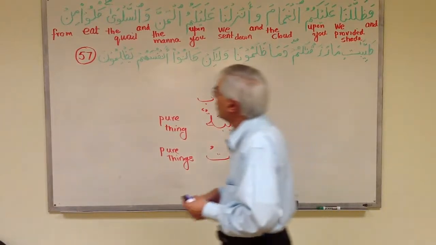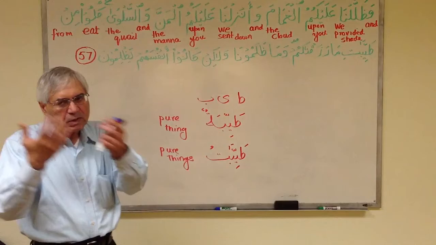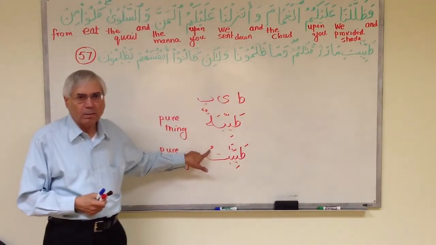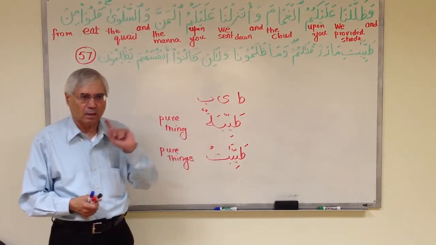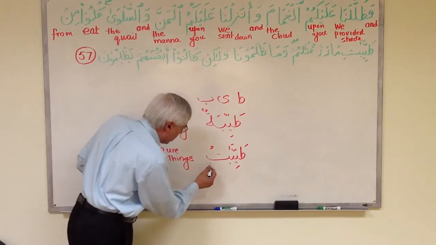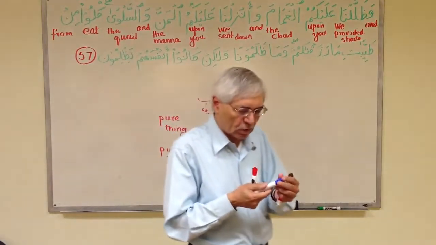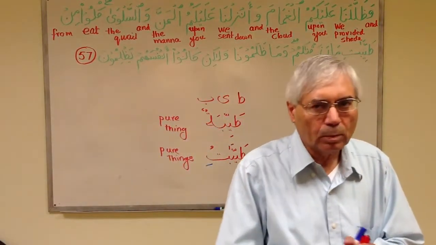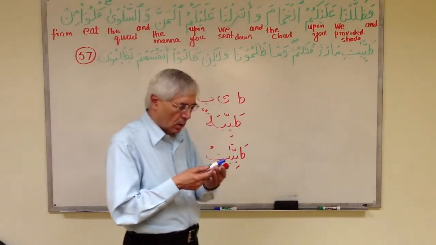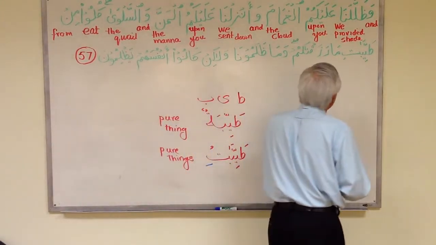Now also, min is a harf-e-jar, and a harf-e-jar looks at the next word, and if the last letter has a dhamma, it changes into a kasra. So because min is there, this will change into a kasra. That's how it is in the Quran. Min tayyibatu. Separately, the word is tayyibatu. With the min, it will become tayyibati. From pure things.